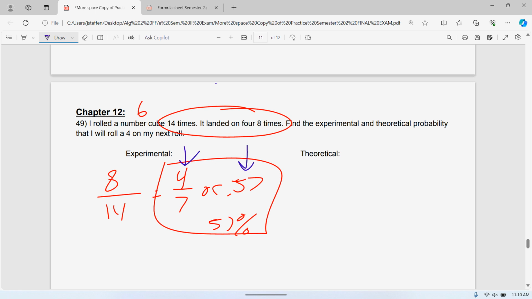Theoretical probability, we forget about this whole experiment and we actually just look at what we're given. We make a theory without rolling it. We make a theory of what's going to happen. There are 6 sides on the dice. One of those is a 4, so 1 out of 6, which is 0.17 or 17%.